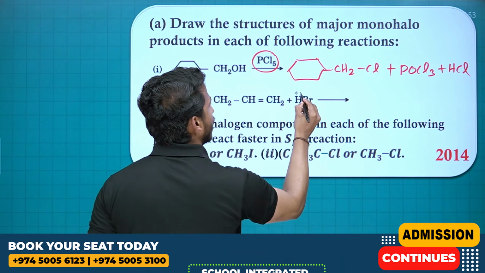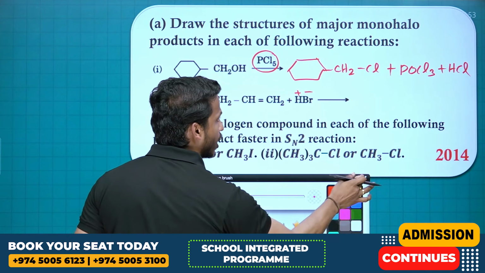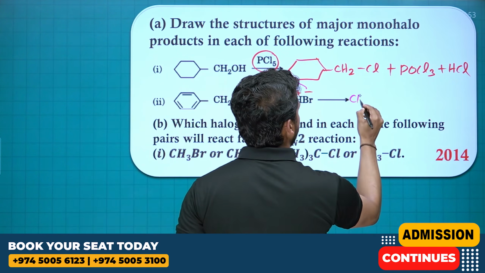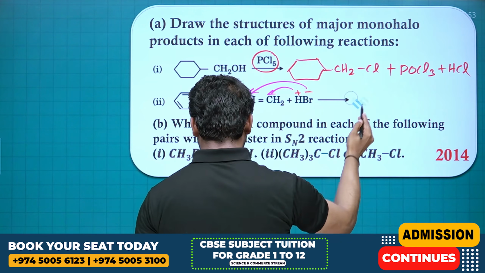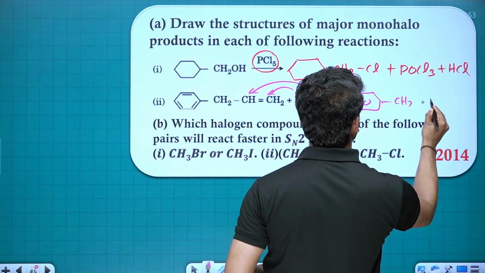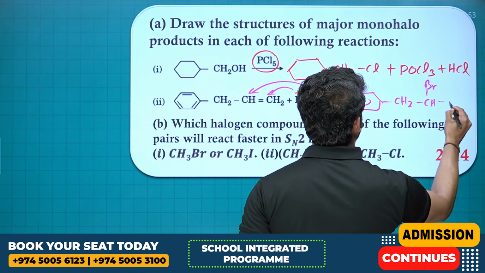What happens to the alkene if you add HBr? It follows Markovnikov's rule. The negative part goes to the carbon with less hydrogen. The positive part goes to the carbon with more hydrogen. We get here, there is a benzene ring. Yes. Then we have CH2, CH, Br, then CH3.